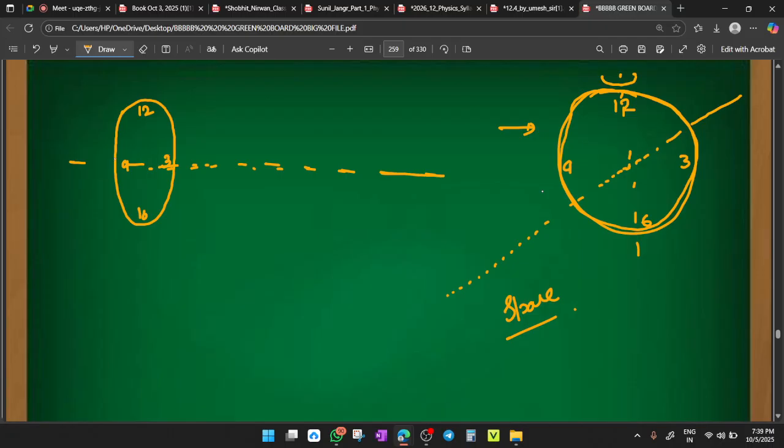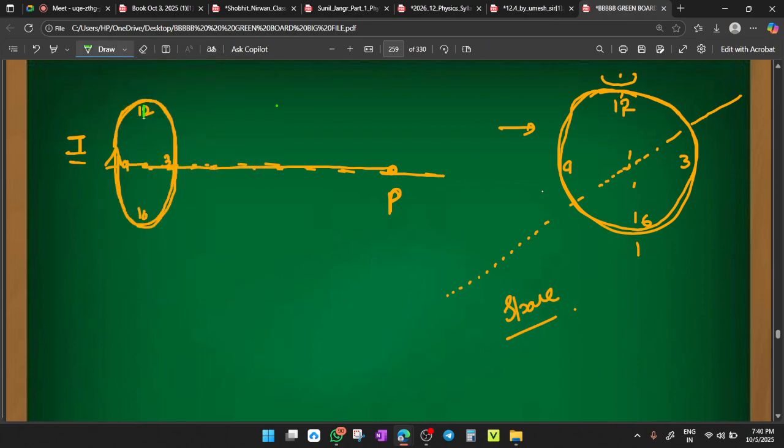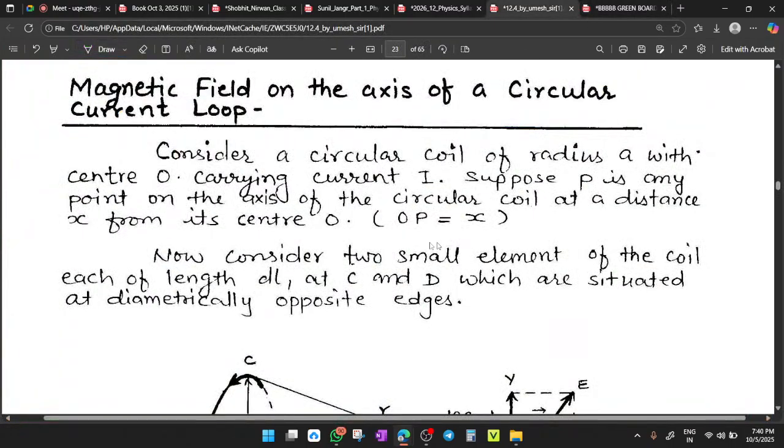So what we have to do: there is a current carrying conductor, current I is flowing through this circular wire, and we need to find the intensity of the magnetic field at some point P on the axis of this loop. Suppose the radius of the wire is small a. This is the radius of the wire, and the point P is x distance away from the center of the loop, at which we have to find the magnetic field intensity. Is it clear, guys? Okay, let us proceed here.